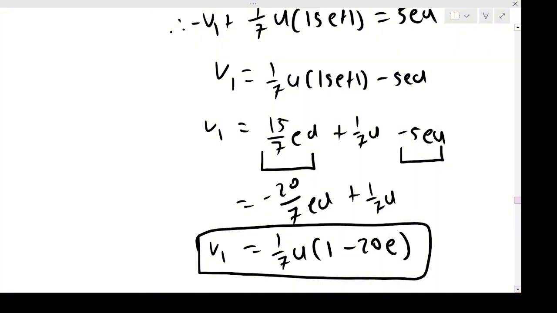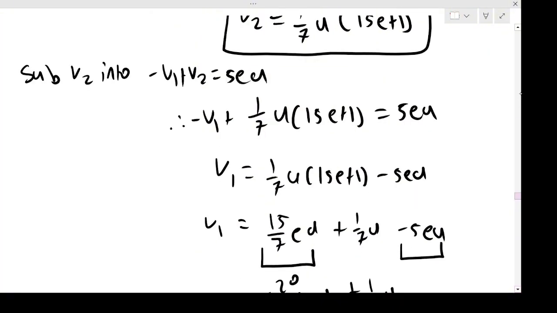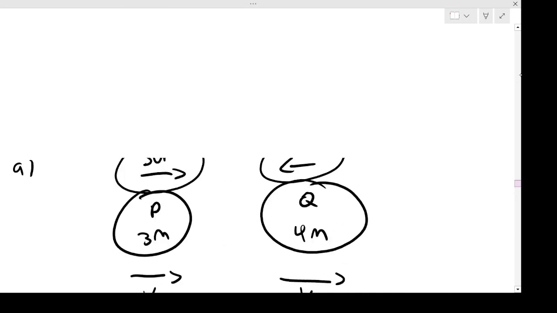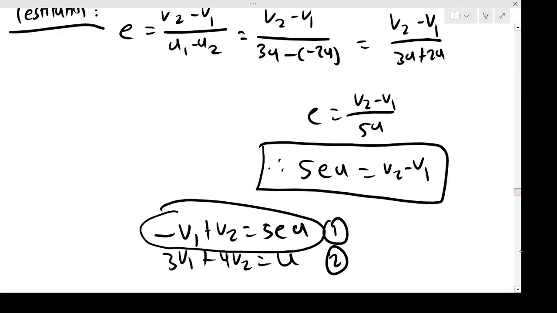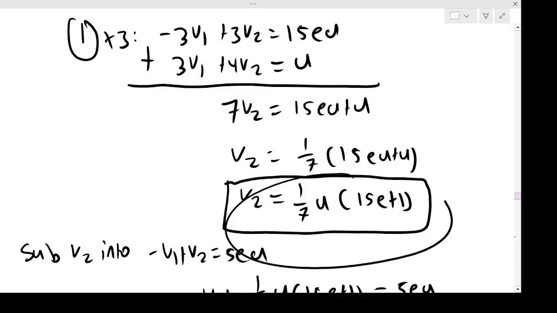Okay, so the question says it wanted the speed of Q, which is going to be V2, to be u over 7 of 15e plus 1. Well, actually, look at my answer. That is what they've got. This is the exact same expression, right? And so we got it right. Okay, so hopefully happy with that.